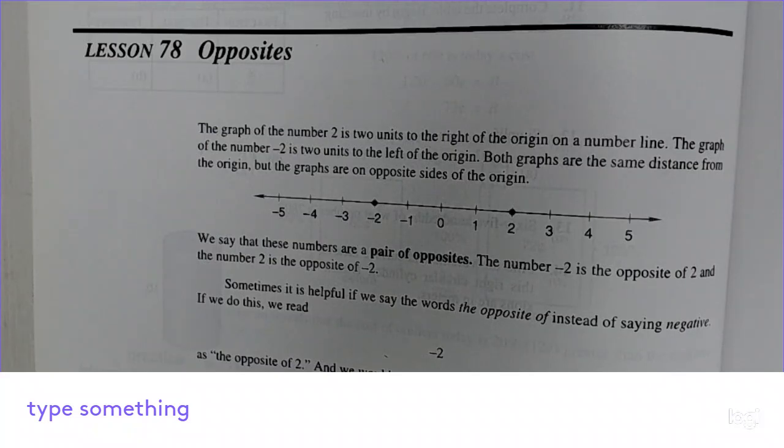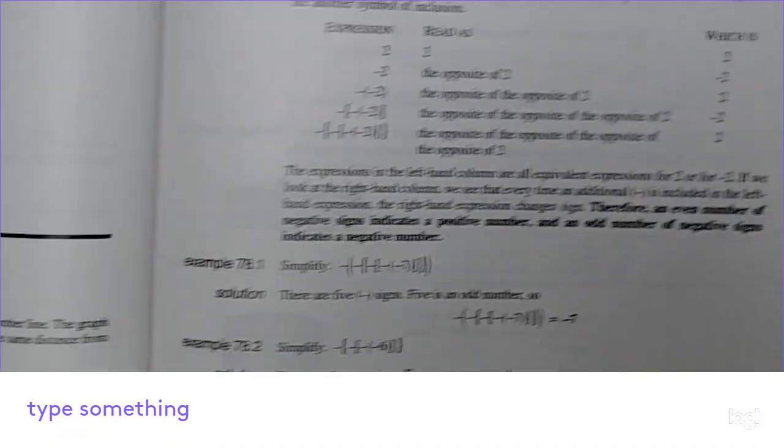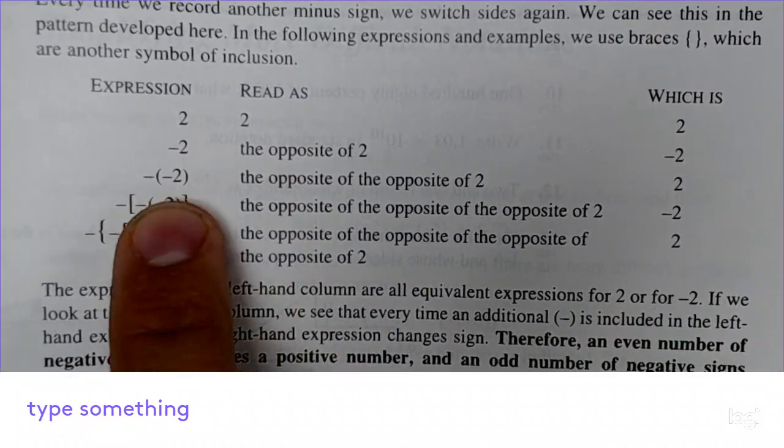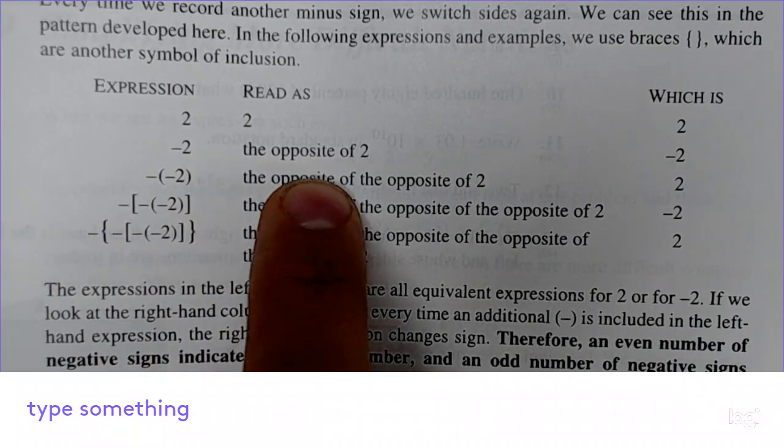Pre-algebra lesson 78, opposites. This will be a pretty quick lesson. So opposites are kind of the logical application for negative numbers. So let's go up here and explain this diagram. 2 can be read as 2, whereas negative 2, we could also read it as the opposite of 2.